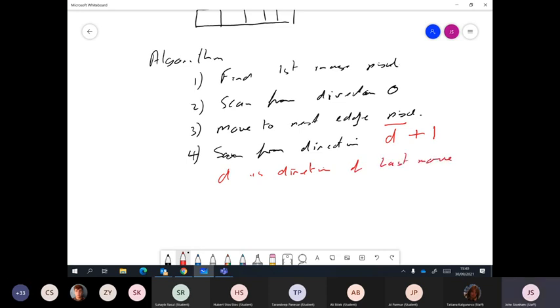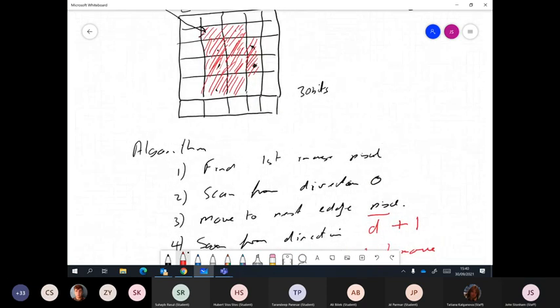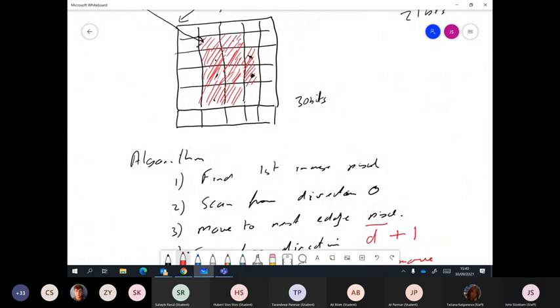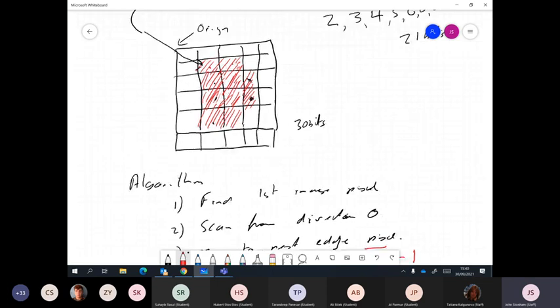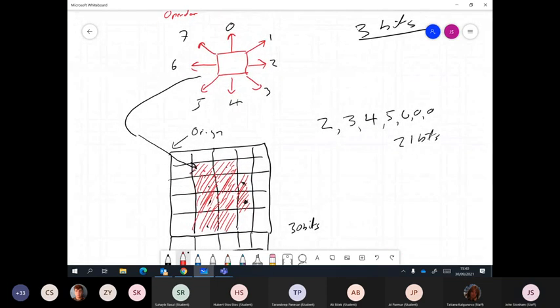So in the case of my first step, I was in this cell here. I moved in direction 2. So the algorithm says don't start scanning from direction 0, scan from the opposite of 2, which is 6, plus 1. So we start scanning for this pixel from there. And of course we go around and we find the next neighbor.